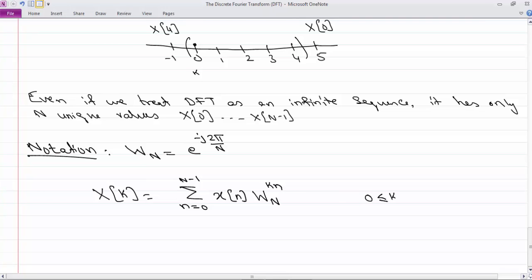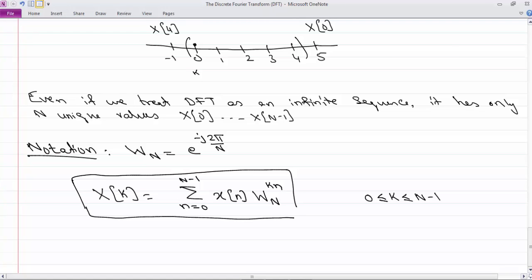And again, we'll just focus on k from 0 to N minus 1. So this is, as we talked about earlier, your analysis equation or the forward transform. Right? So what is the inverse of this transform? If you are given x[n], you can go to the DFT X[k] using this formula.